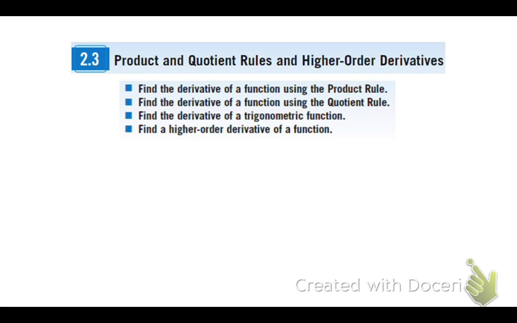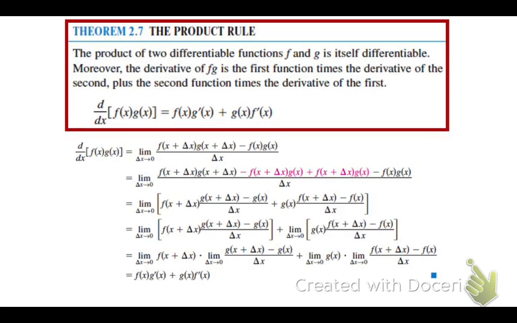So we got 2 rules. These would be something you need to know. The proof is underneath. Please do not write the proof. Just listen for a second. Okay, the product rule. The product of 2 differentiable functions, f and g. So that means you can take the derivative of each one. Moreover, the derivative of f times g is the first function times the derivative of the second plus the second function times the derivative of the first.